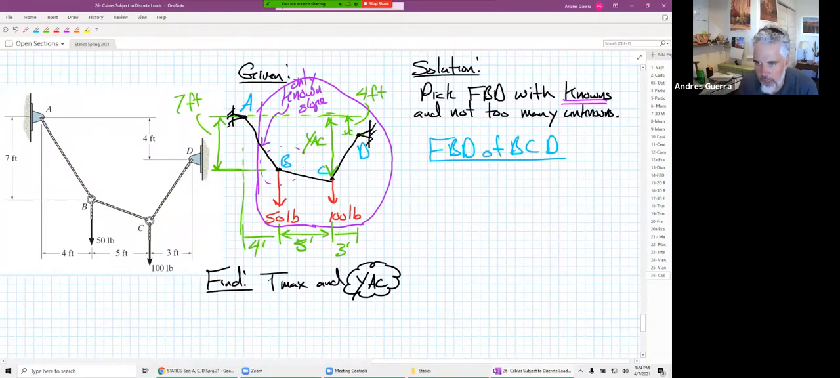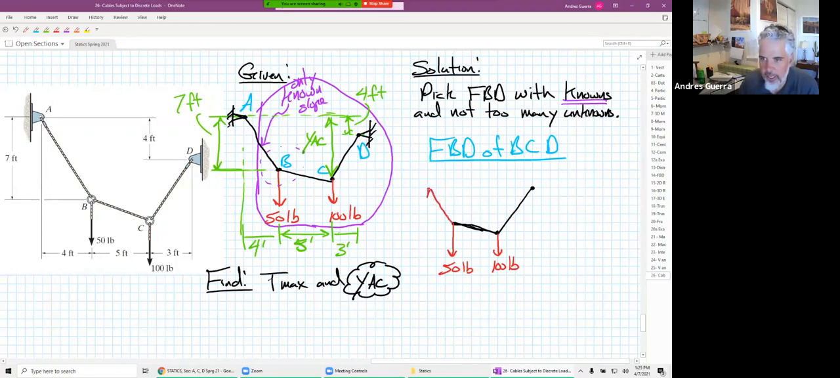So let's draw a point. Here's point B, there's point C, and point D is about right here maybe. We didn't cut through this segment of the cable right here. This is an internal force because we didn't cut through that segment, and we didn't cut through that segment right there. We have our applied loads: we have 50 pounds going right there, and 100 pounds right there.